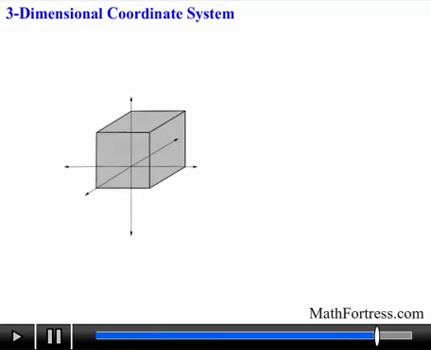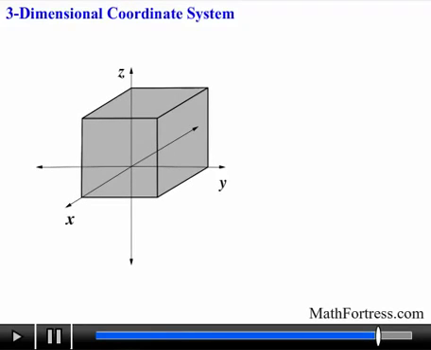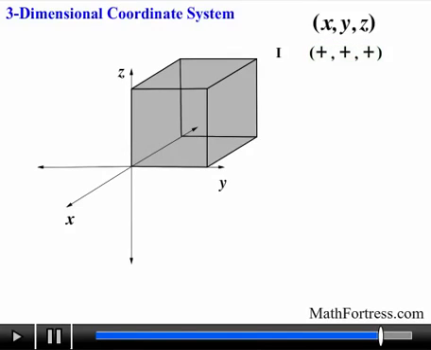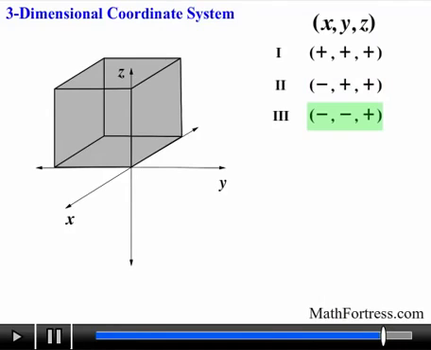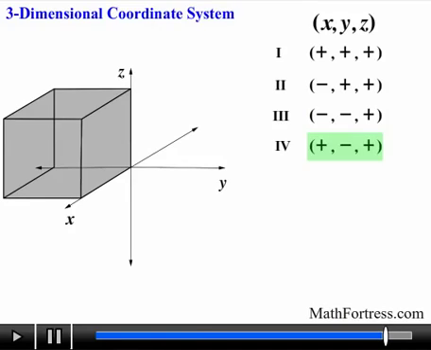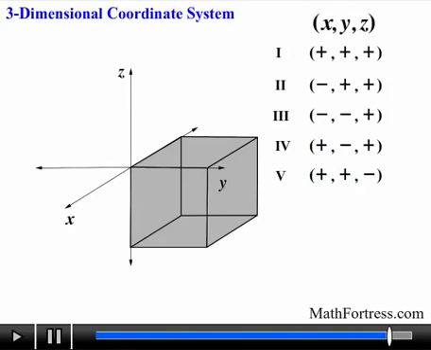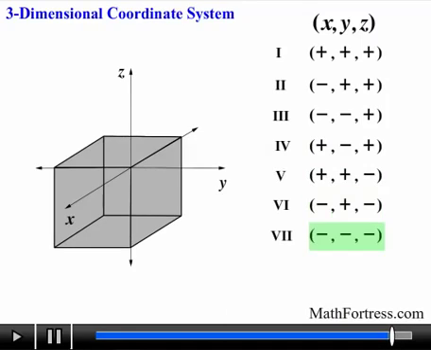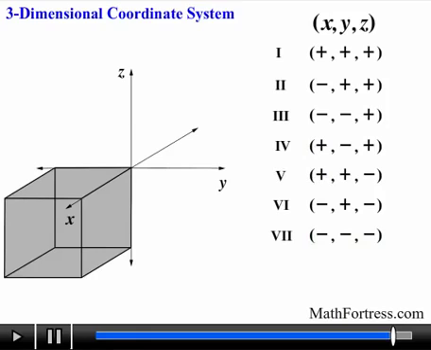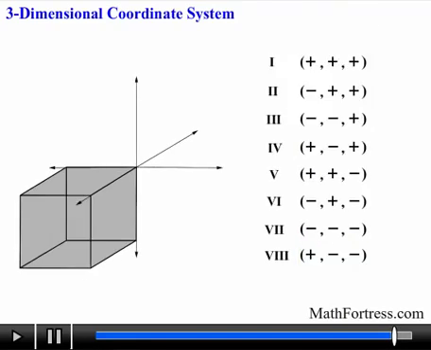Just like the quadrants of a 2-dimensional coordinate system determine the sign of each coordinate, so does each octant. In the first octant, all 3 coordinates are positive. In the second octant, x is negative, and both y and z are positive. In the third octant, both x and y are negative, and z is positive. In the fourth octant, both x and z are positive, and y is negative. In the fifth octant, both x and y are positive, and z is negative. In the sixth octant, x and z are negative, and y is positive. In the seventh octant, all 3 are negative. And finally, in the 8th octant, x is positive, and both y and z are negative.